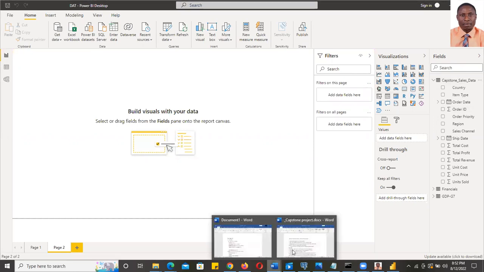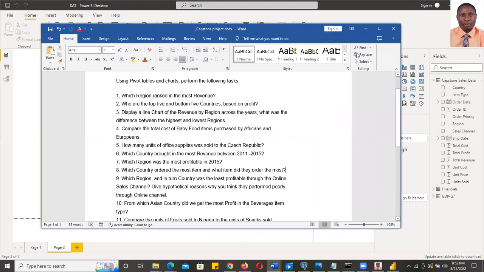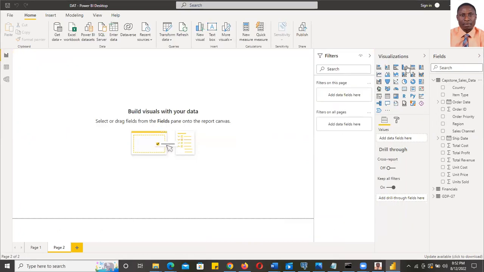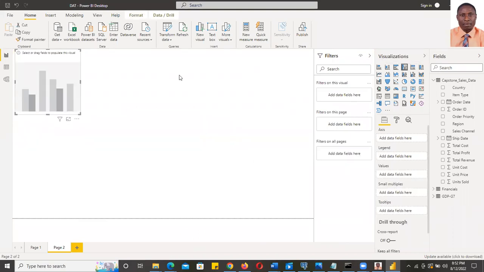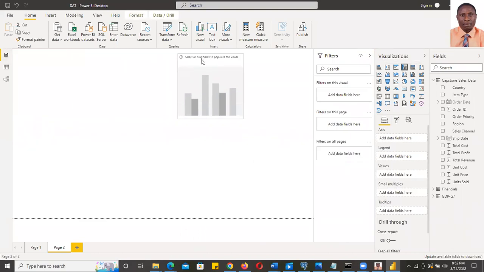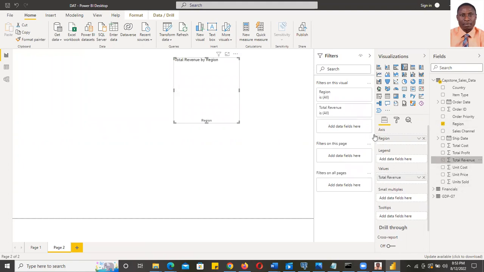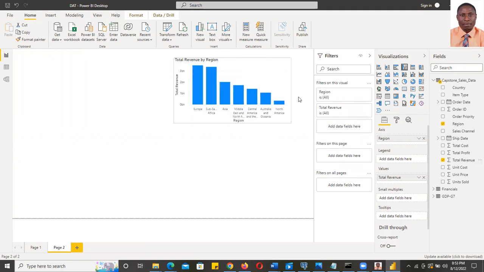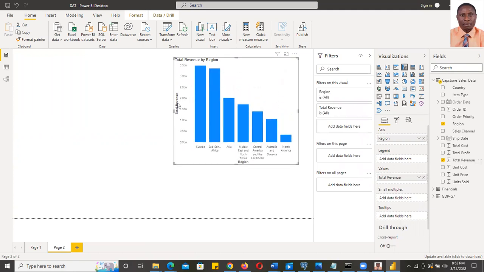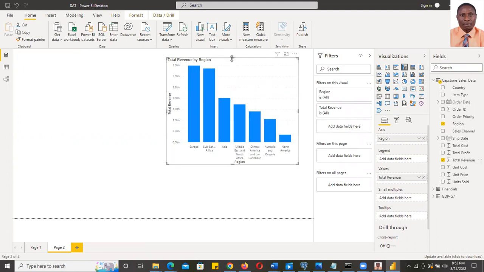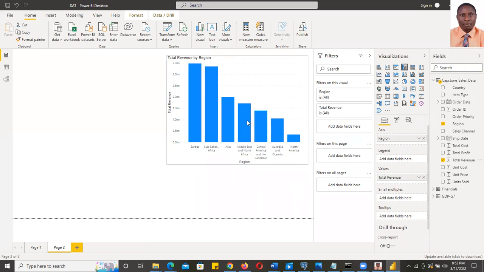Now, the region, that means we'll be bringing in the region and the revenue. The region and the revenue. So let's just pick column clustered charts. So making use of column clustered charts. So region and revenue. Region and revenue. Where is our revenue? Total revenue. So we have, this is what we have. This is what we have. So the question says, I think we are good. Okay.